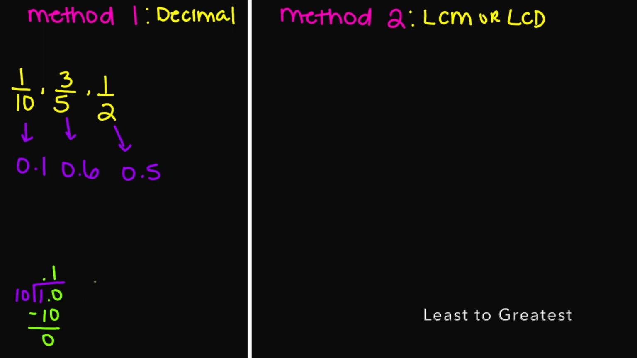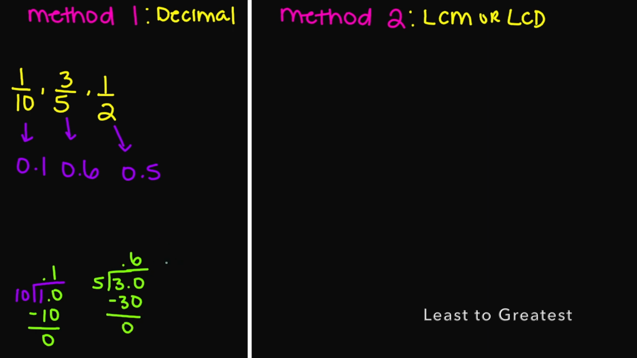If I do my 3 over 5, your 5 is on the outside, 3 is on the inside. 5 doesn't go into 3, so I'm going to add my decimal, 0. 5 goes into 30 6 times. 5 times 6 is 30. 30 minus 30 is 0.